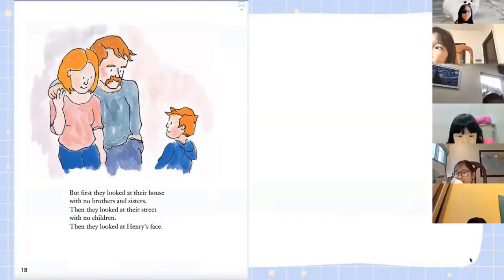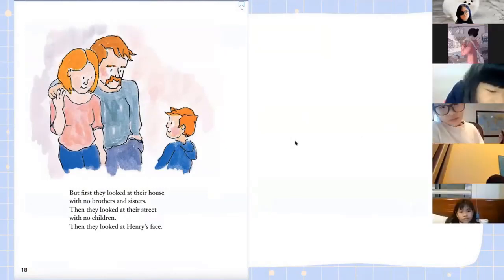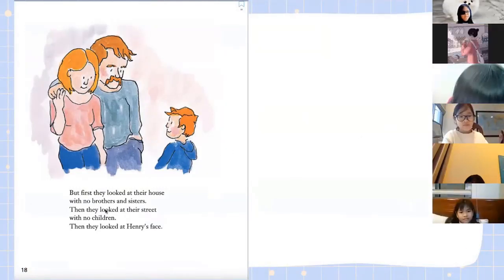Can I have? But first, they looked at their house with no brothers and sisters. They both looked at their street with no children. They looked at Henry's face. Very good.